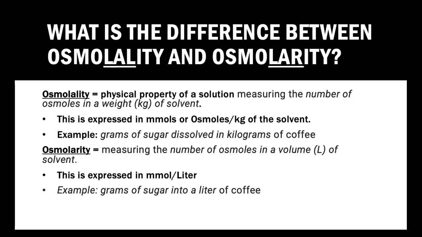Whereas osmolarity, the difference here is that we are measuring the number of osmoles in a volume. So we use liters of the solvent, and we can express this as millimoles or osmoles per liter. An example of this would be the grams of sugar in a liter of coffee.